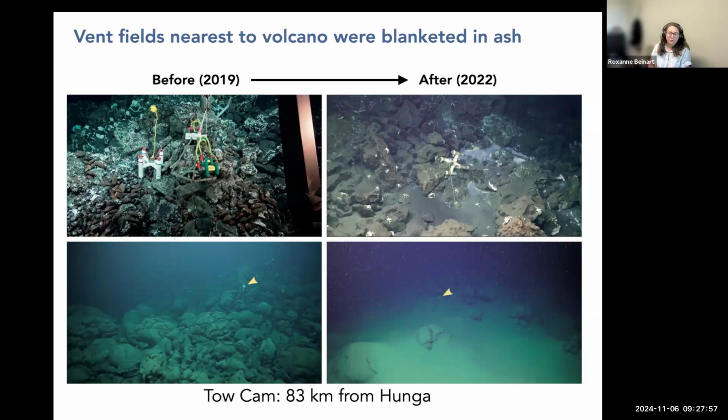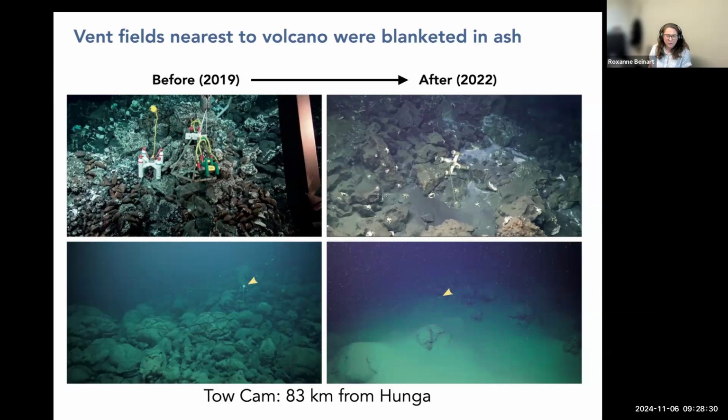This is the site Tokam, which is very close to the volcano. It's 83 kilometers away, so pretty close. And so what you can see on the left is some devices for collecting larvae that were left out in 2019 for us. And then you can see it tipped over on the right side there in the very same spot. And so there were these vibrant mussel communities around this white PVC collection device that are now no longer there. You just see some ash and some crustaceans.